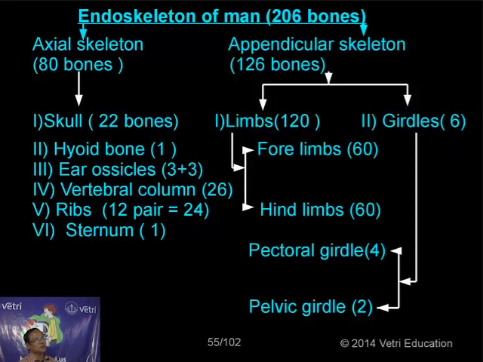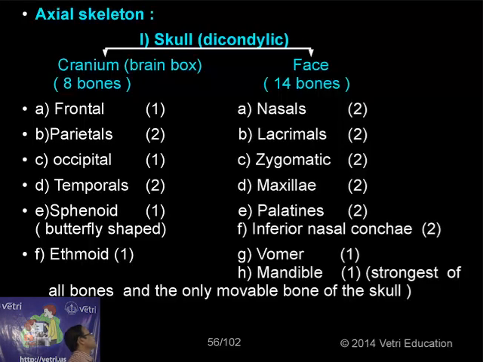Then the girdles, to which the limb skeleton is attached. Altogether we have 6 bones: 4 bones forming the pectoral girdle and 2 bones forming the pelvic girdle. The pectoral girdle is formed of 4 bones, 2 on either side. The pelvic girdle is formed of 2 bones, 1 on either side. Let's see all these skeletal structures one by one.